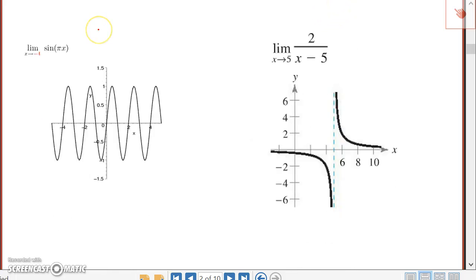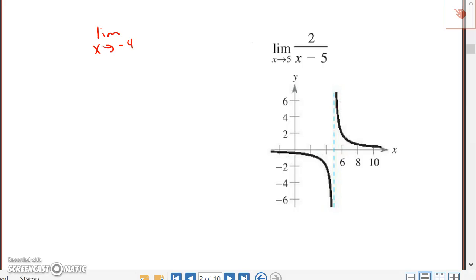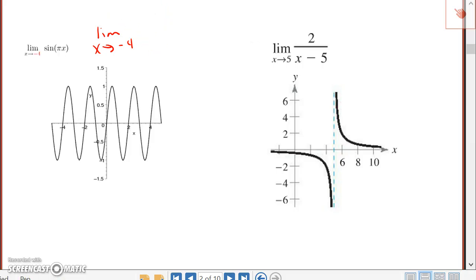Okay, this one here, we have the limit as x approaches negative 4. I should say the limit of sine pi x as x approaches negative 4. Okay, so as x approaches negative 4 from the left, we see that the y value is 0. As x approaches negative 4 from the right, we see that the y value approaches 0. Therefore, the limit would be equal to 0.